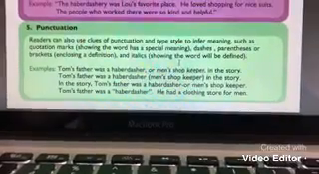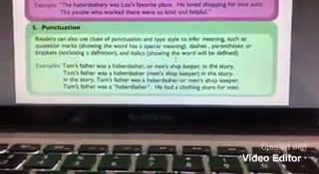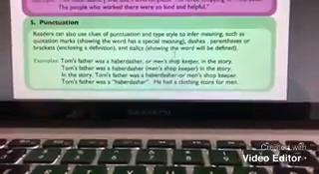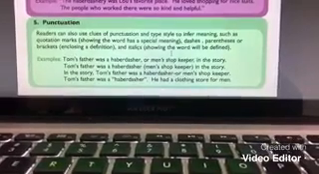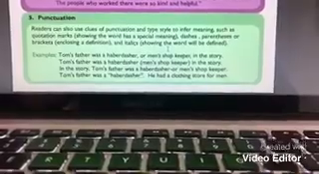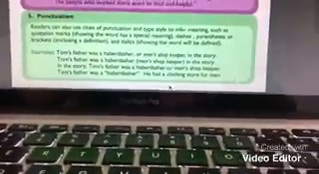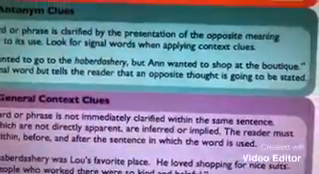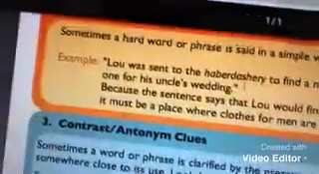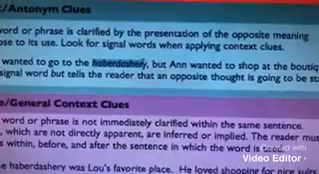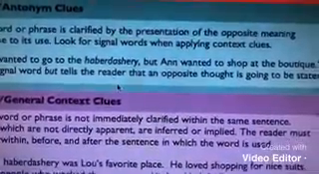So finally, we have punctuation. So readers can also use clues of punctuation and type style to infer meaning, such as quotation marks, showing the word has a specific meaning, dashes, parentheses, or brackets. Italics will also be used sometimes to show a defined word, and italics are just those little slanted letters, when a word is like this word right here, haberdashery, that would be italicized where it's slanted. So sometimes authors will do that so you know it's a word that's about to be defined.